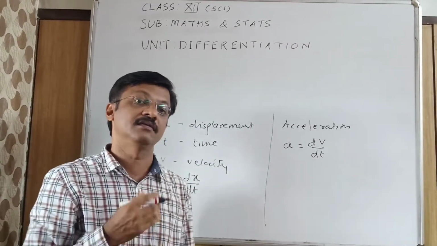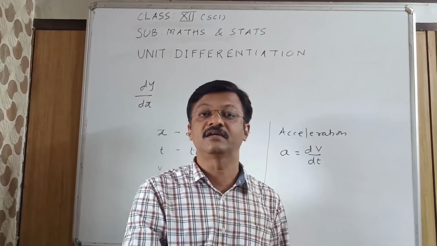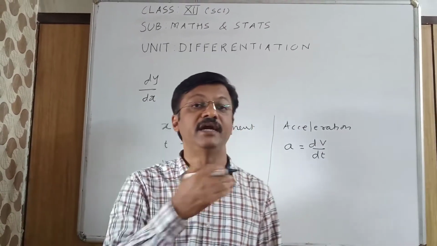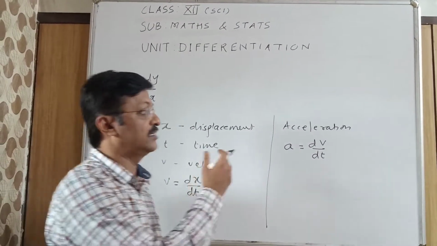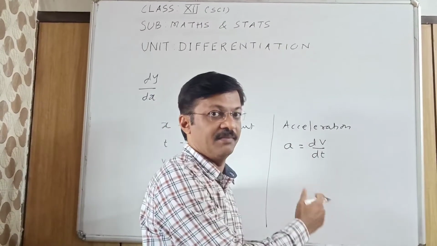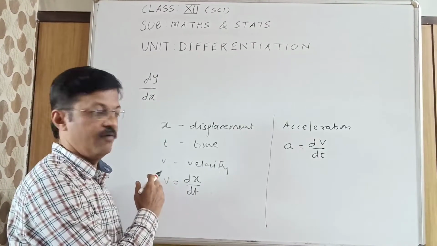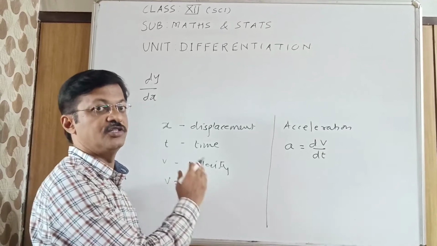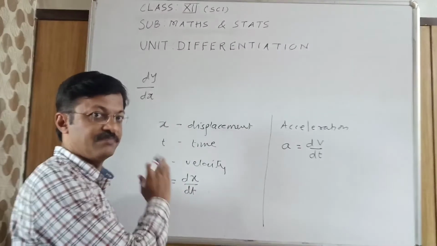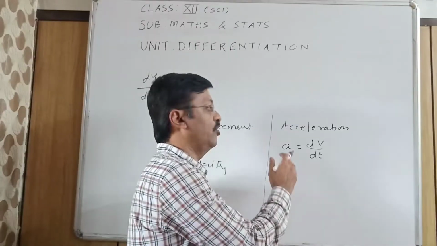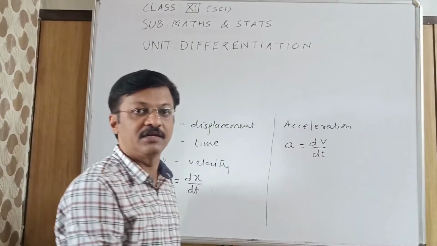We have seen velocity, acceleration, etc. in physics, but then we didn't consider them as derivatives. We understood them as rate of change. Velocity was considered as rate of change of displacement with respect to time, and acceleration as rate of change of velocity with respect to time. But they both are derivatives. Velocity is the derivative of displacement with respect to time, and acceleration is the derivative of velocity with respect to time.